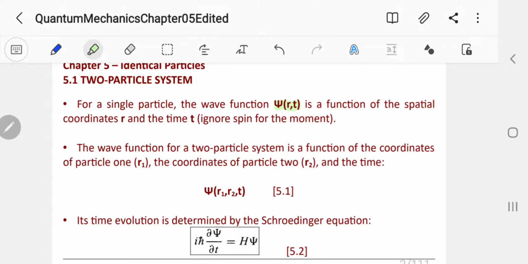Now for a two-particle system, the wave function will look like this. It's now a function of the location of the first particle, the location of the second particle, and time. Of course, the time evolution of this wave function still has to satisfy the Schrödinger equation, which is this one.